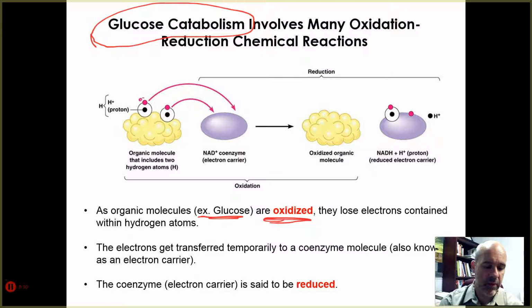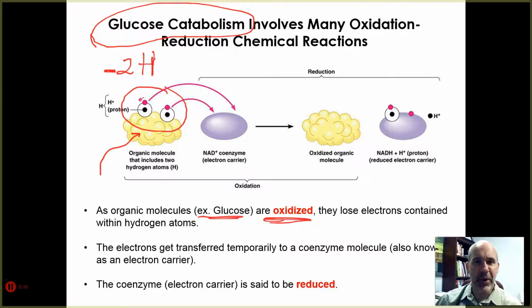So what they're showing you over here, you've got an organic molecule that could be glucose. It could be one of the breakdown products of glucose. It's being gradually broken down. And when that molecule becomes oxidized, it's losing a couple of electrons that are shown there in hot pink. But those electrons are part of hydrogen atoms. So really what's happening is two hydrogen atoms are being plucked off of that molecule.